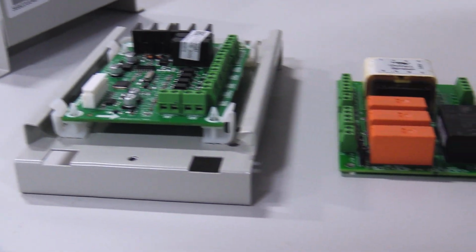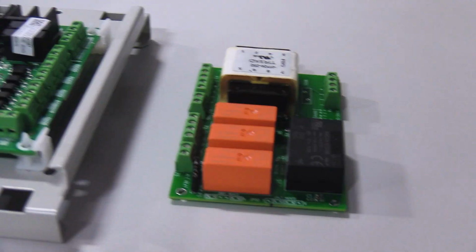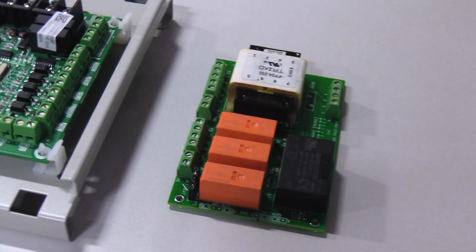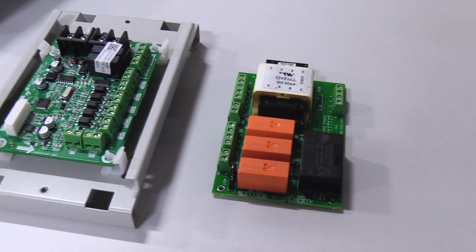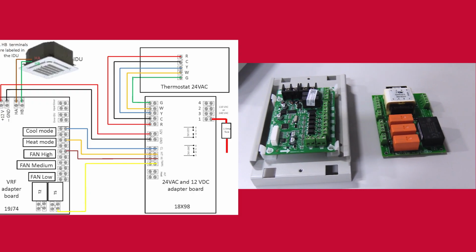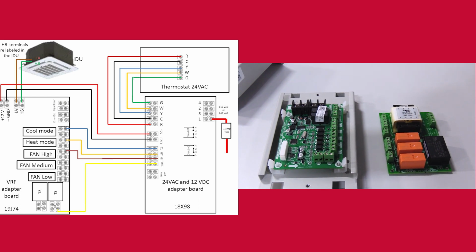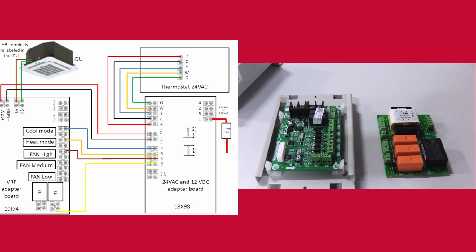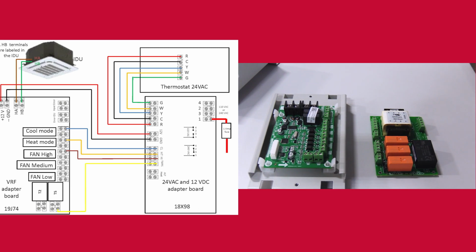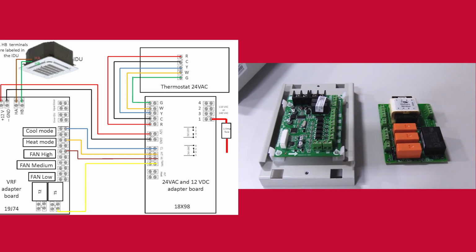18X98 is the 24 VAC and 12 VDC adapter board. It can be field mounted inside of the top of the 18X98 enclosure using adhesive board standoff supports. The 18X98 board takes incoming power and outputs 24 volts AC on terminals R and C and 12 volts DC on terminals 12V and ground.